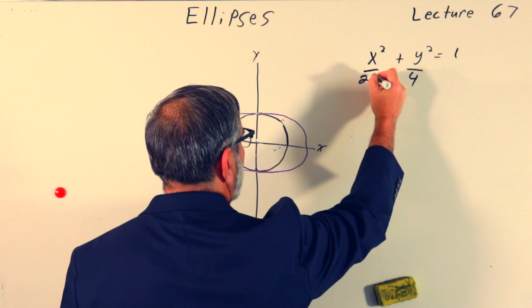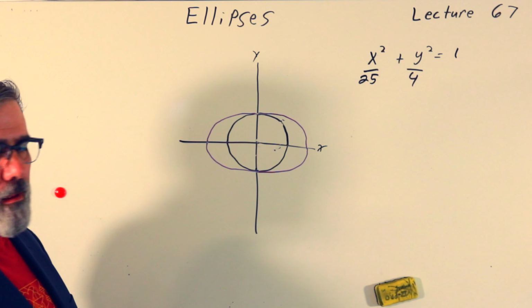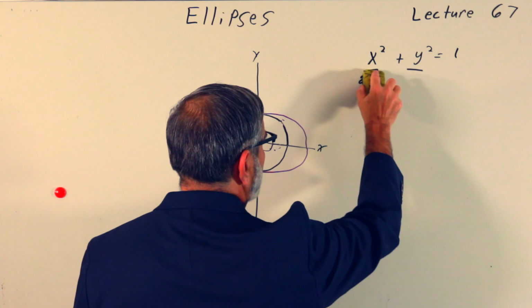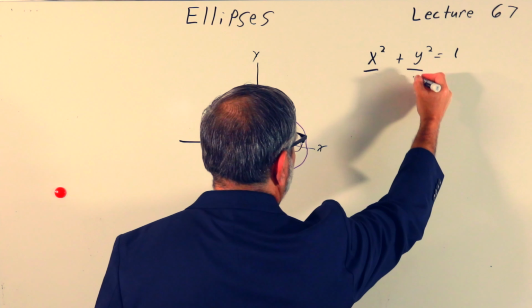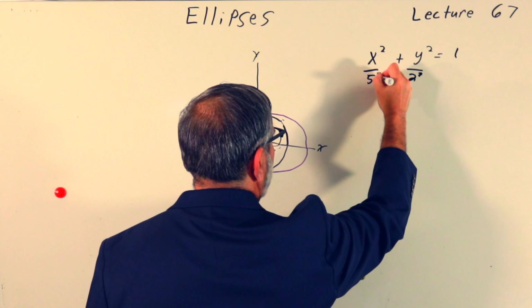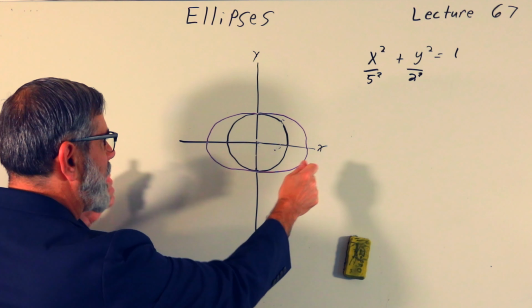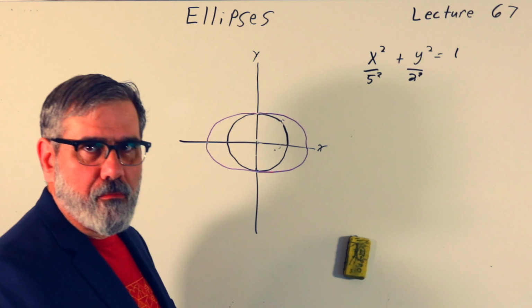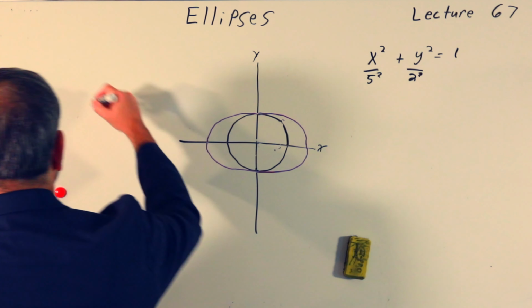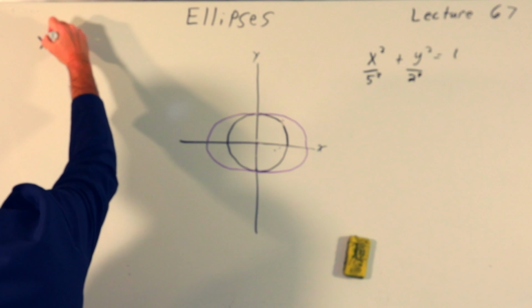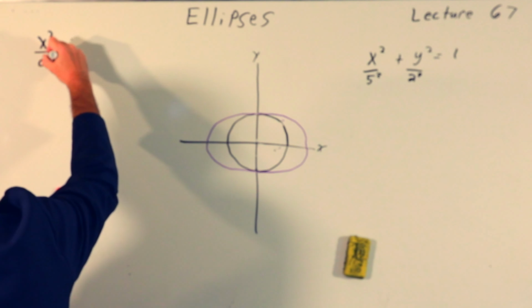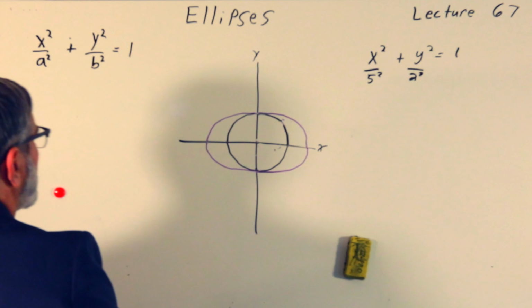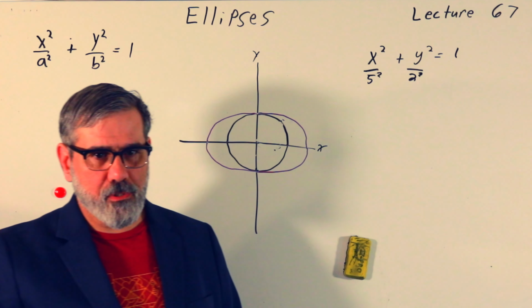25, let's say. So what is that, 25? Well, it's 5 squared. So let me write this as 2 squared over 5 squared, just to be extra clear. Now I have what we call an ellipse. It's basically a circle that's kind of stretched. We can generalize this and write the general formula for an ellipse as follows: x squared over a squared plus y squared over b squared equals 1. That's the general formula for an ellipse.